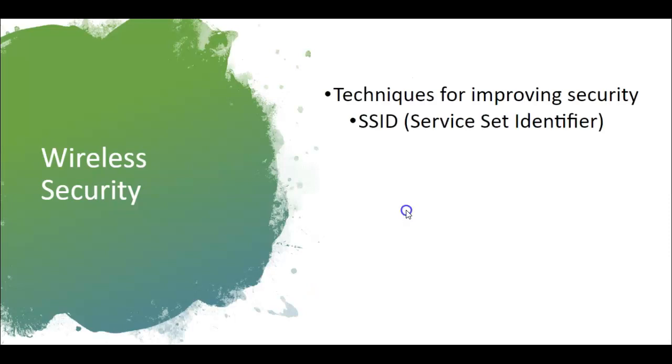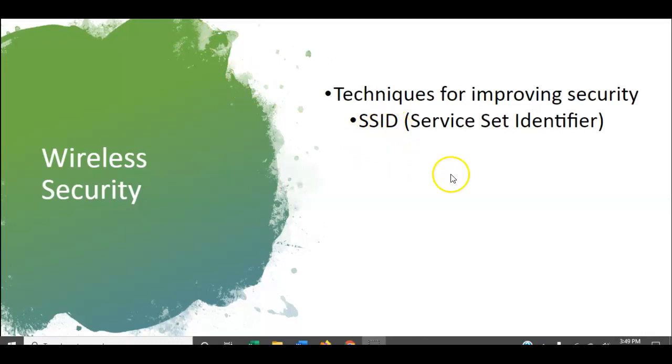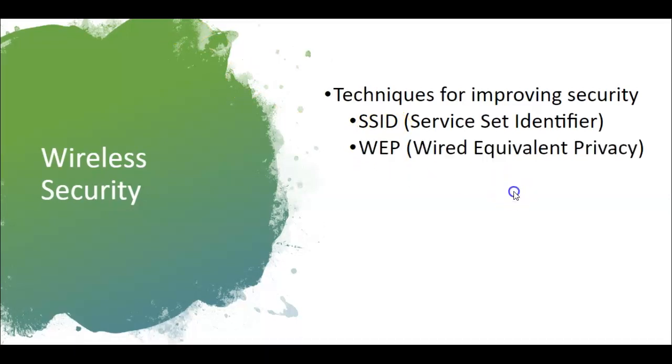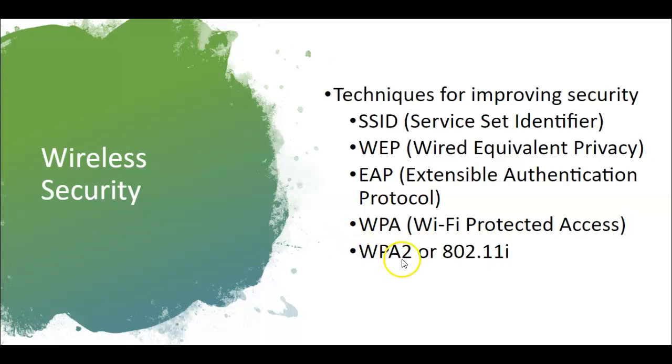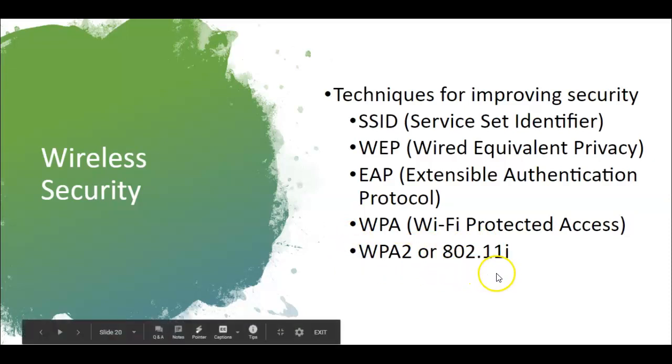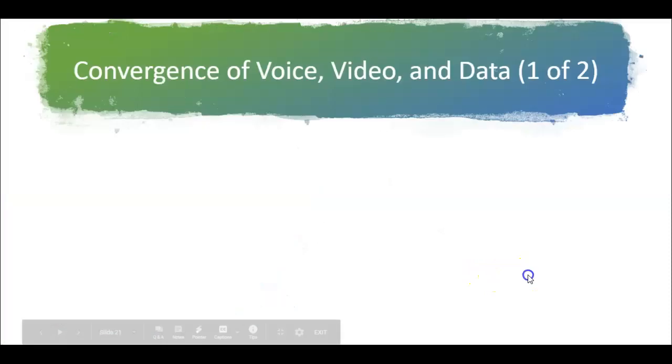Wireless security. SSID stands for Service Set Identifier. WEP is the wired equivalent privacy. And EAP is Extensible Authentication Protocol. WPA, we see that a lot, which is Wi-Fi protected access. WPA2 or 802.11i. That's one of the newest ones.